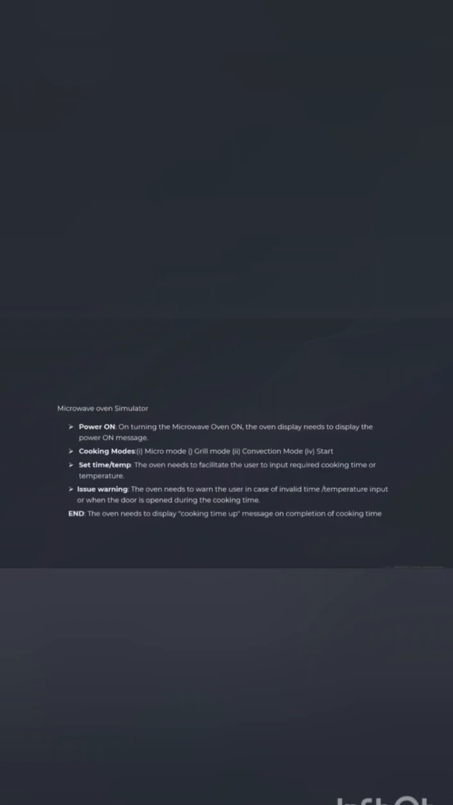The microwave oven needs to facilitate the user to input the required cooking time or temperature, so that we can see that the microwave simulator is working in a particular format. The Pixim simulator issues a warning when an invalid time or temperature is given. And end time: by displaying the end, we get that the cooking time is up, so our cooking time is completed. So our microwave simulator is processing.